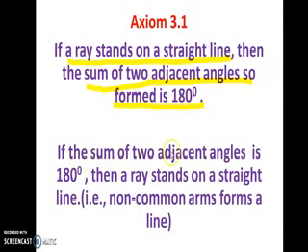If the sum of two adjacent angles is 180 degree, then a ray stands on a straight line. That is, non-common arms form a line, isn't it? The result of the earlier axiom now becomes the given in this axiom. If the sum of two adjacent angles is 180 degree, then a ray stands on a straight line.